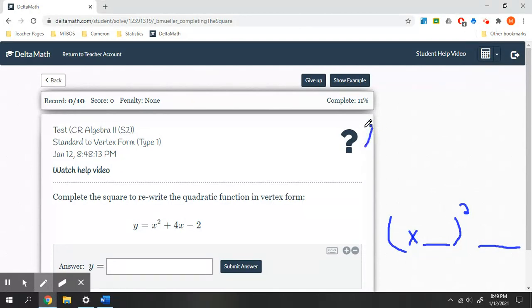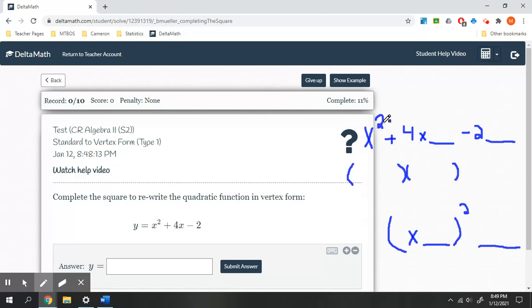I'm going to start this problem off just by rewriting this in a slightly different order. I'm going to leave a blank here. I have x squared plus 4x. I'm going to leave a blank right here. And then finally, I have my minus 2, and then I'm going to leave another blank. Now, I want this to be a perfect square. So I'm going to go ahead and write this, two parentheses. And I want this to be a perfect square.